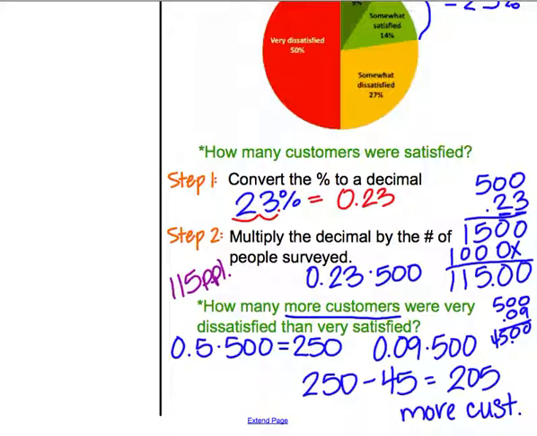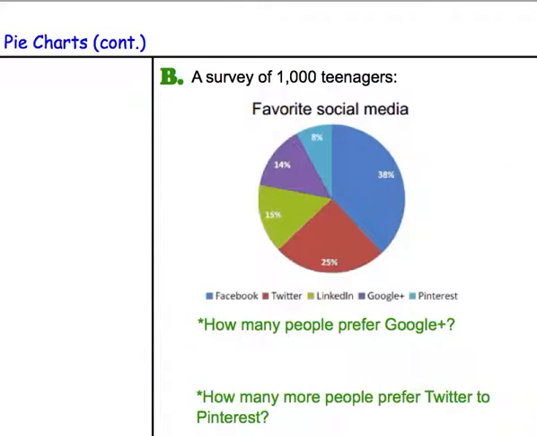Let's take a look at another example. In the next example, we surveyed 1,000 teenagers on their favorite type of social media. As you can see, we've got a key here since there were a lot to write in. We want to know how many people prefer Google+. I see here that Google+ is in purple, and that purple matches right here with 14%.